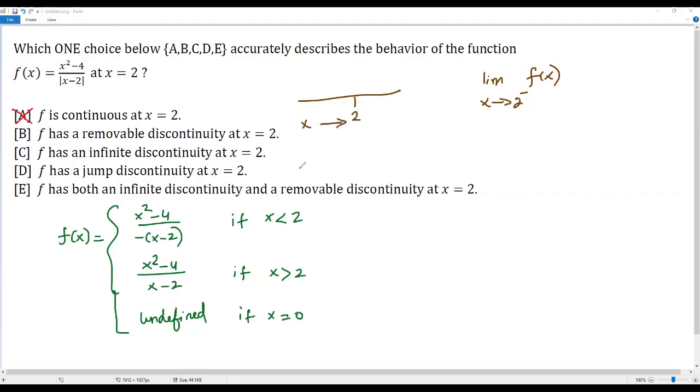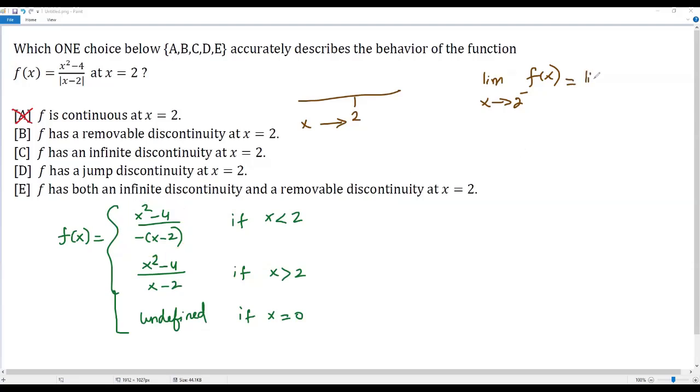So when x approaches 2 from its left side, all the values will be less than 2. So when x is less than 2, which piece of f of x do we have to consider? Because we have 3 pieces. What piece do we have to consider for f of x? When x is less than 2, this is the piece we have to consider for f of x.